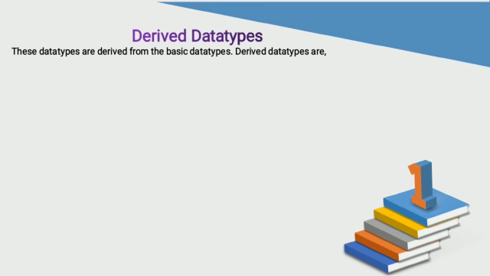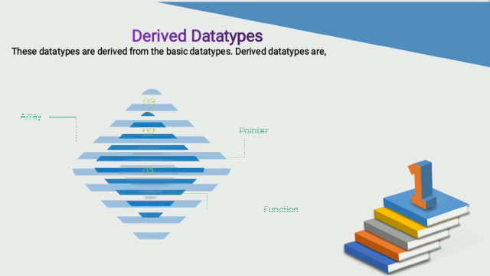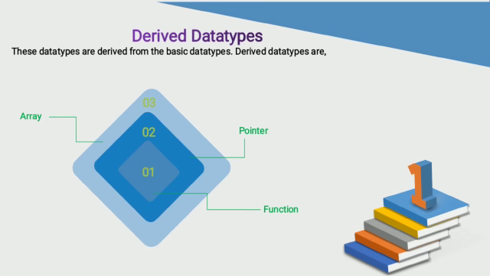Derived data types are derived from the basic data types and they are classified into function, pointer and array. Function is a block of code or a set of statements that performs the specific task. Pointer, pointer is a variable that holds the address of another variable. Array, array is a group of similar data items grouped under a single name.